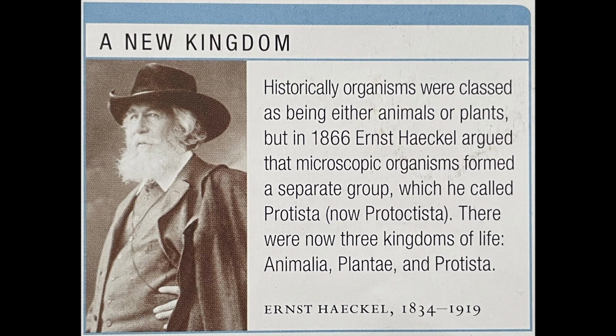Then the next section is called A New Kingdom. Historically, organisms were classified as being either animals or plants, but in 1866, Ernst Haeckel, I might be pronouncing his name wrong, sorry, argued that microscopic organisms formed a separate group, which he called Protista. There were now three kingdoms of life: Animalia, Plantae, and Protista. So he was 1834 to 1919.